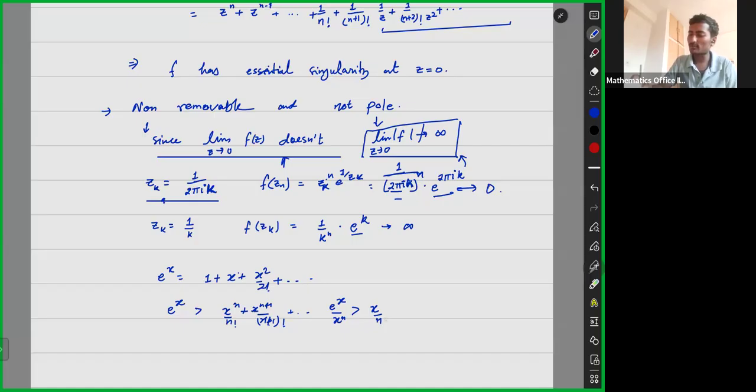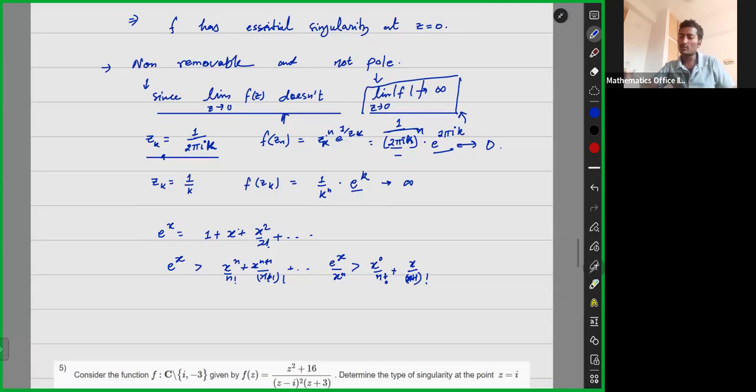Some n factorial or n plus 1 factorial, I think n factorial plus here x power 0, x by n plus 1 factorial and so on, okay? Something like this, plus something more. Everything is bigger than x by n plus 1 factorial, okay? So when x goes to infinity, what happens? So here I have to write 2 lines.